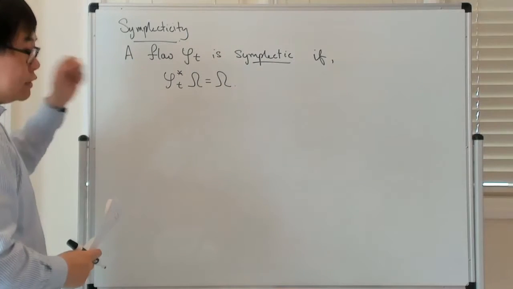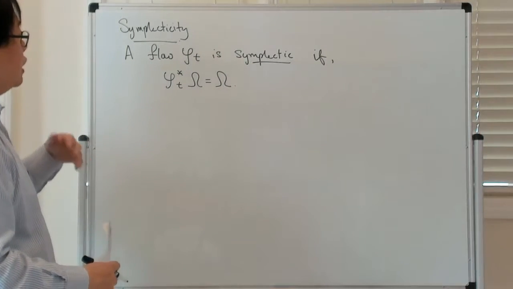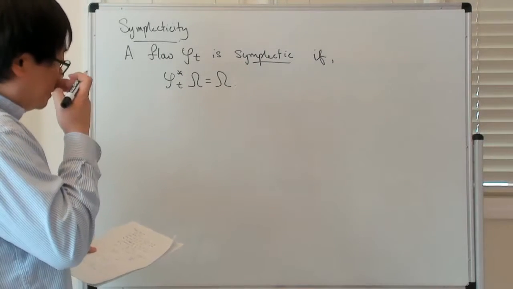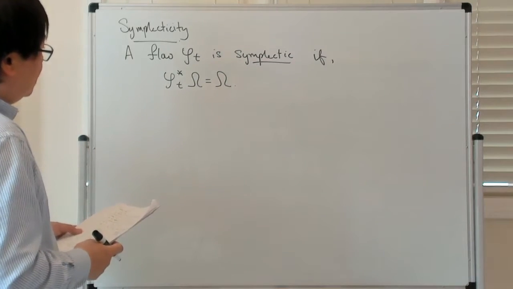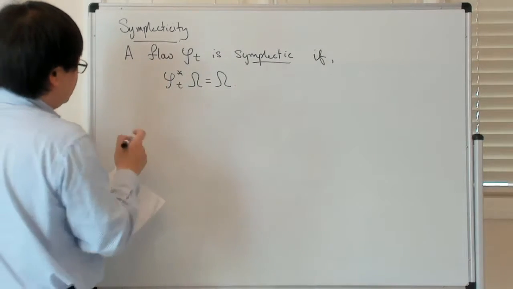Okay, and again, this is very analogous to what we've seen before, in terms of first integrals and flow maps: the idea that a first integral is something where if you pull it back by the flow map, it stays invariant. Okay, so what does this mean in coordinates?